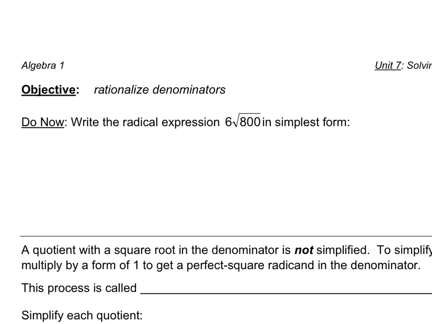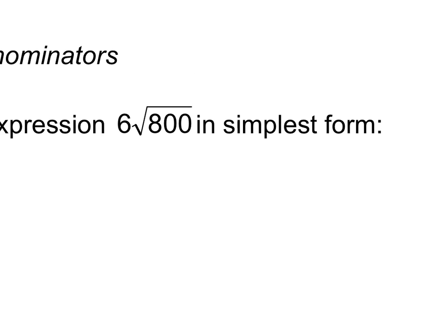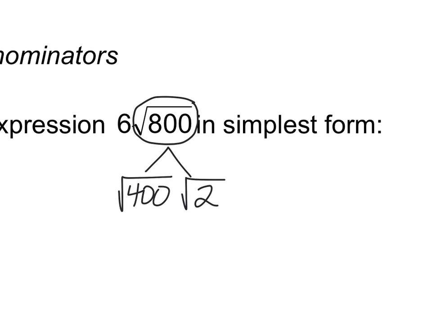Focus on the radical part of it. So let's tackle the radical 800. Radical 400 too. Yeah, radical 400 and radical 2. It's so rad. Totally. 400 is a perfect square, yeah.